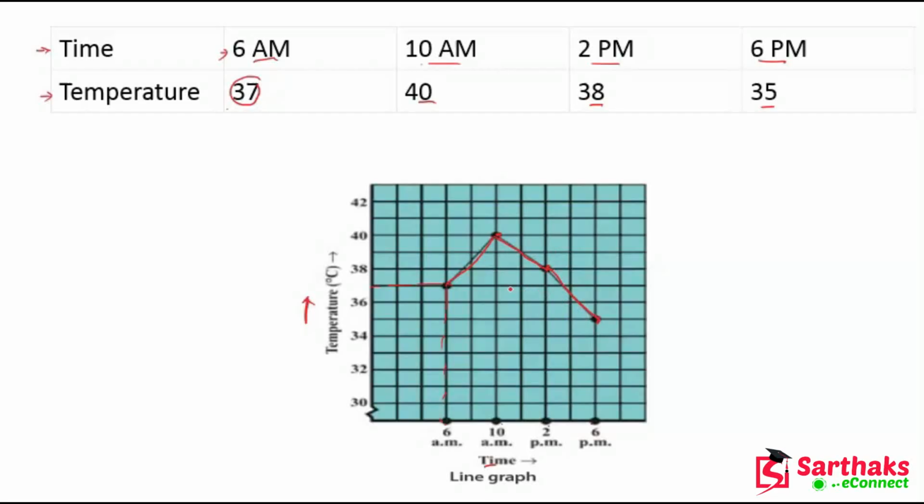You can see that between 6 a.m. to 10 a.m. the temperature is increasing. And between 10 a.m. to 6 p.m. the temperature goes down. So this is a line graph which shows the changes over a period of time. Understand, my dear friends? Basically we can say that it is a chart made by joining the points, and then we can make a line graph. Now let's move on.